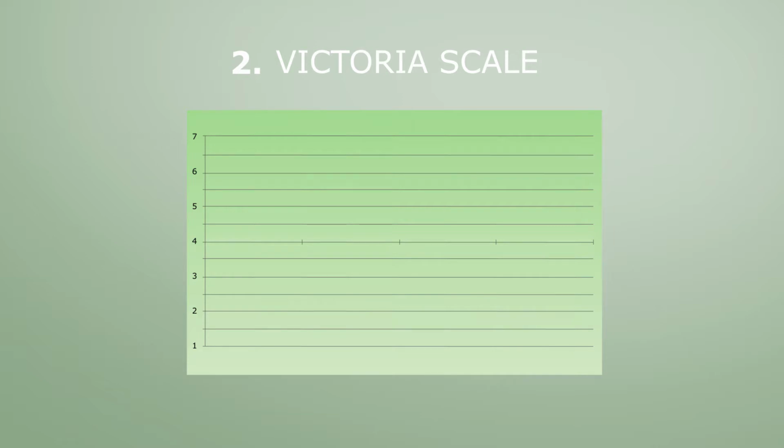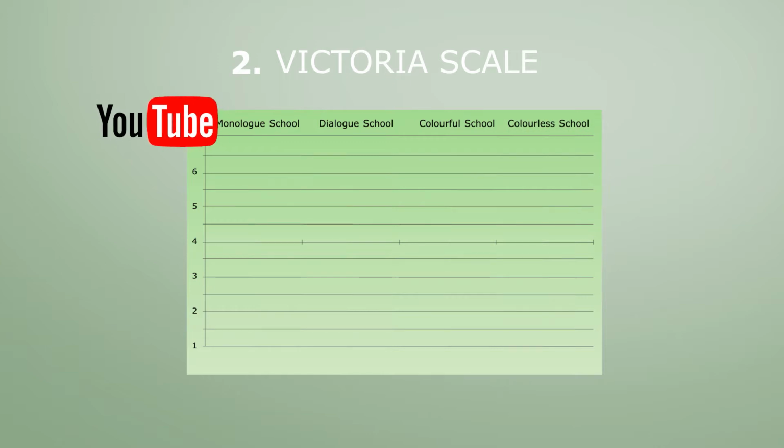At the top, we see the 4 school types of the Victoria Scale: monologue school, dialogue school, colorful school, and colorless school. If you want to learn more about the content of these school types, watch the YouTube video that explains the Victoria Scale. Next, in the bottom right corner, the number of respondents is displayed.